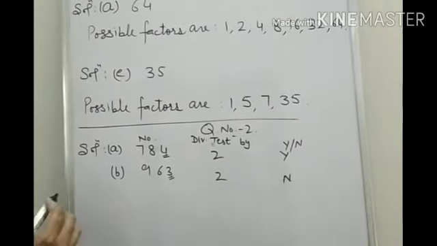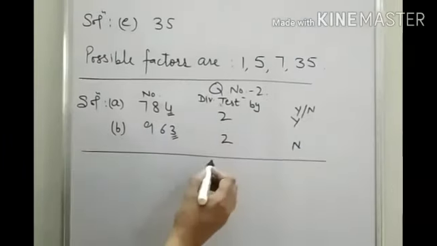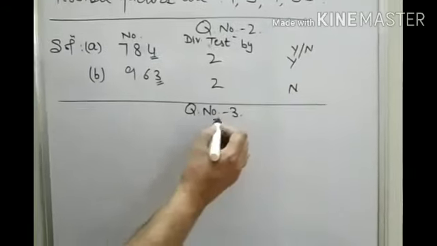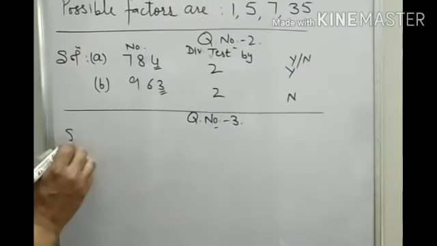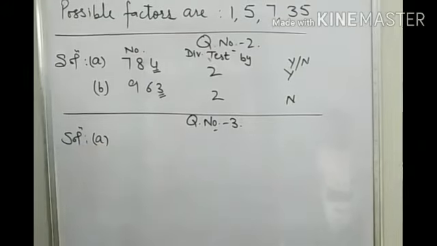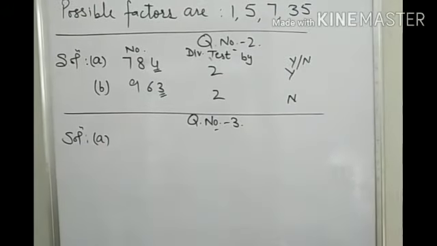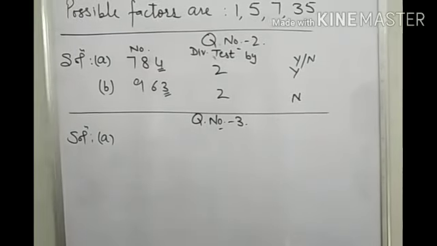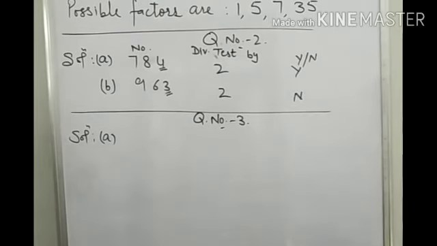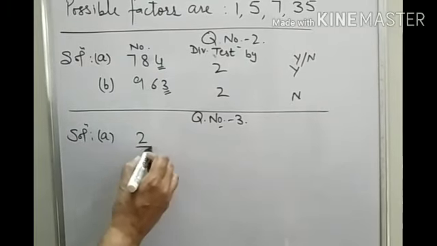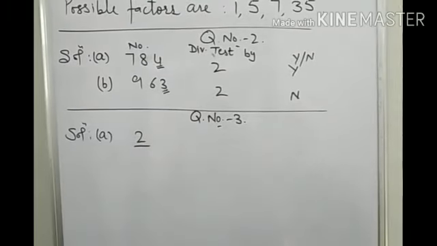Now come to question number 3. In question 3, let us start the solution of part A. Here in part A you are given: all even numbers are divisible by dash. If a number is even, it means it is divisible by 2. So in the fill in the blank you have to fill 2.